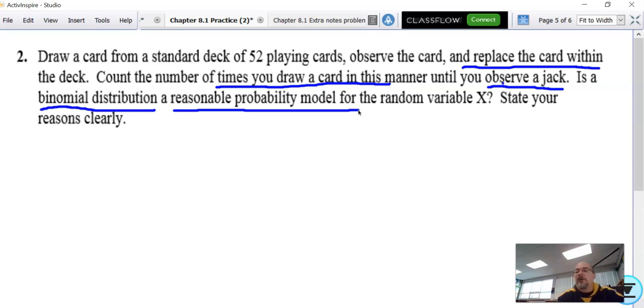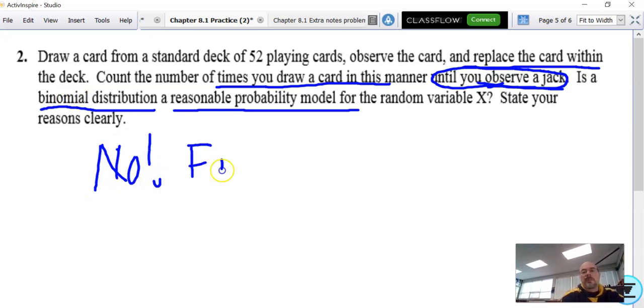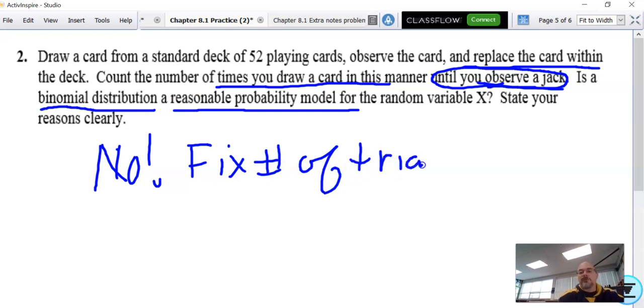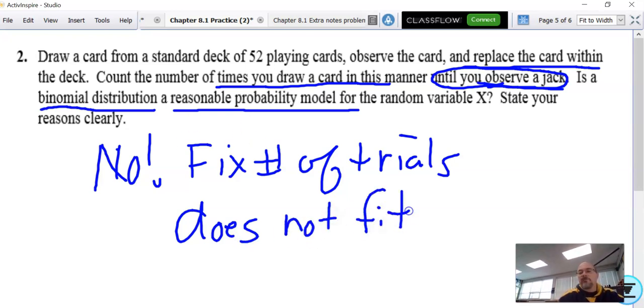This is the key part here. Until you observe a jack. That's not fixed. That's violating rule number 2. So no. Fixed number of trials does not fit. Okay? Again, it has to be a fixed number of trials. All right, I think that was it for that example.